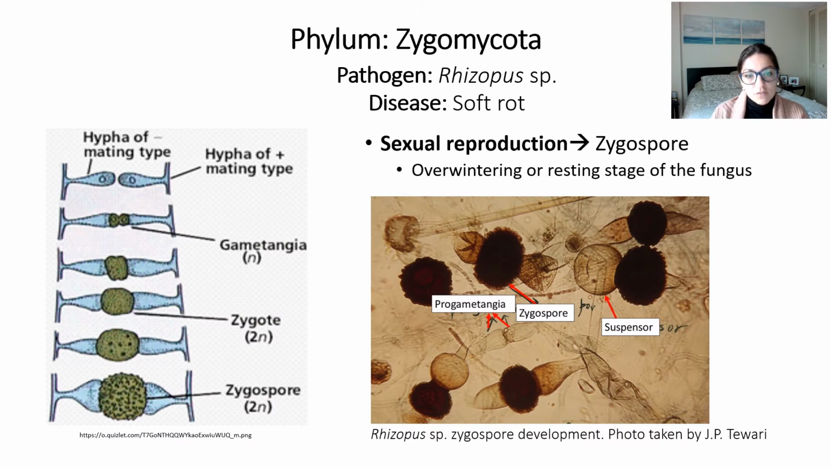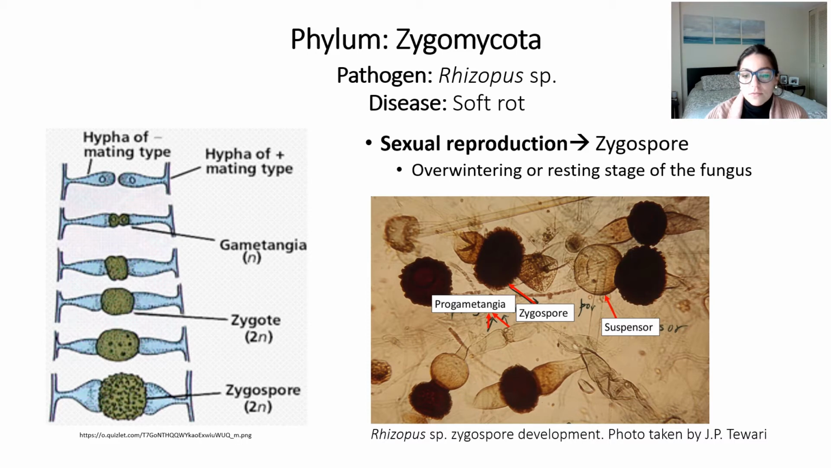The sexual reproduction of Rhizopus occurs through zygospores, which are the sexual spores of this fungus. These are the overwintering or resting stage of the fungus. The formation of the zygospores has different stages. In the first one, we have a hypha of the negative mating type and one of the positive mating type. And they come together and gametangia are produced, then it continues to grow and a cell wall is produced around it. Then a zygote, which is 2n, is produced, and finally we get the zygospore.